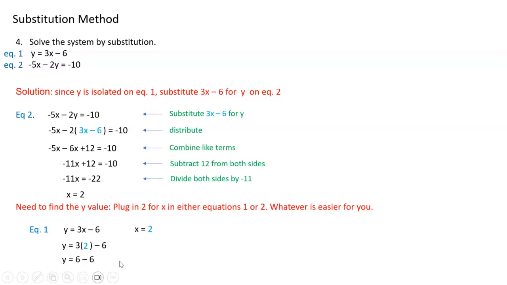This gives us y equals 6 minus 6, y equals 0. So here, guys, I found my x and I found my y. So this is my solution, (2, 0).